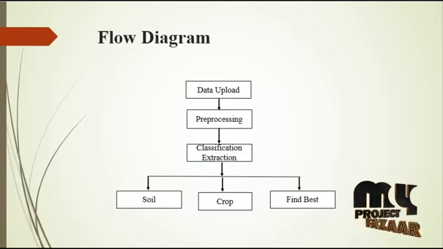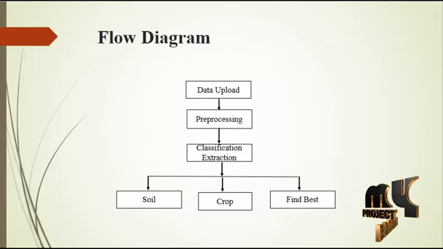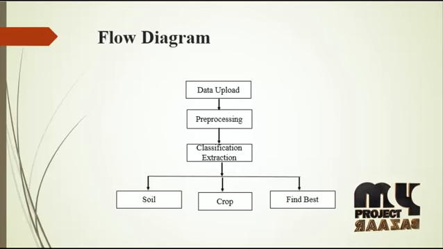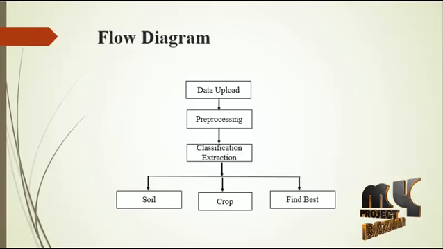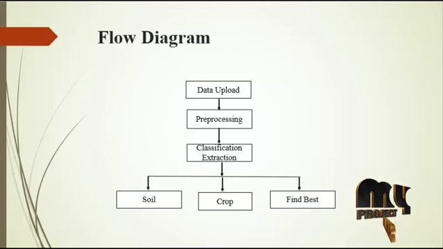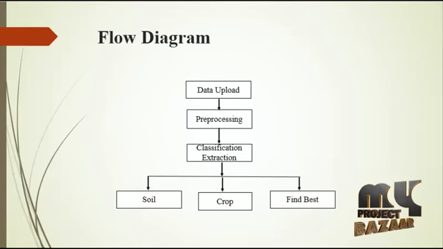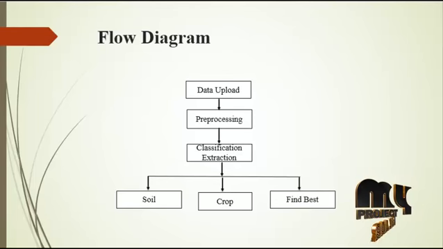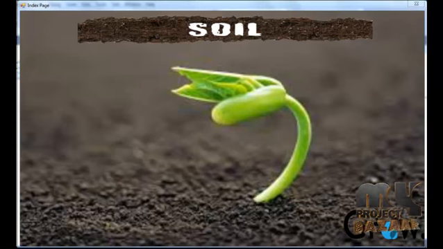And then finally, find the best. In this classification we use the CART algorithm. Using that algorithm we classify the best one. If the crop and soil are mentioned, then it will give results like whether the crop is well grown in this soil or not. Finally, it gives the result as matched or not matched. This is the running demonstration of our project.